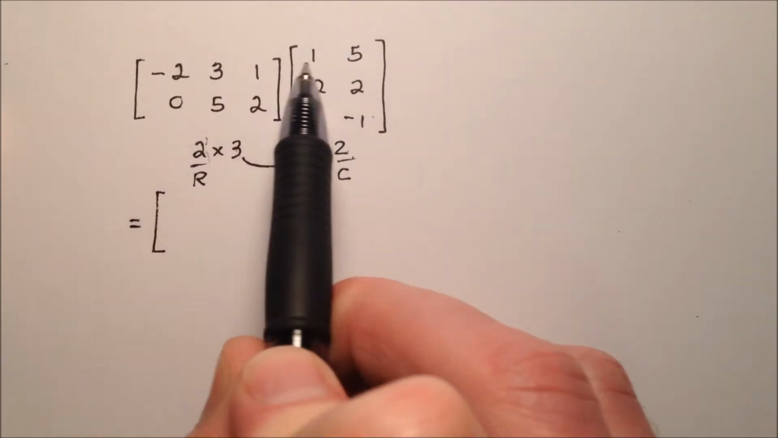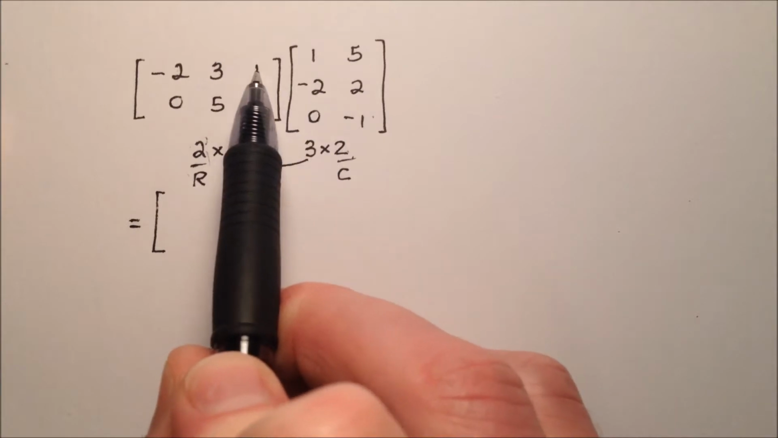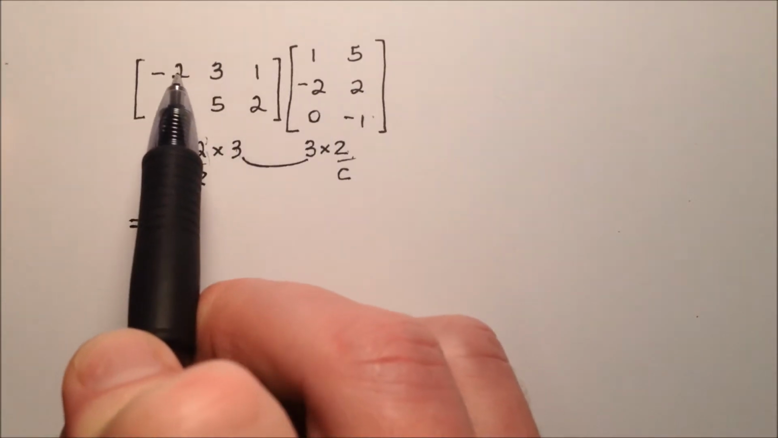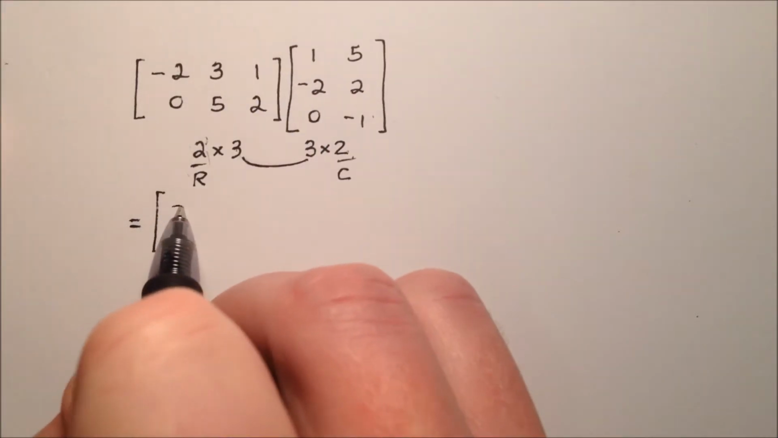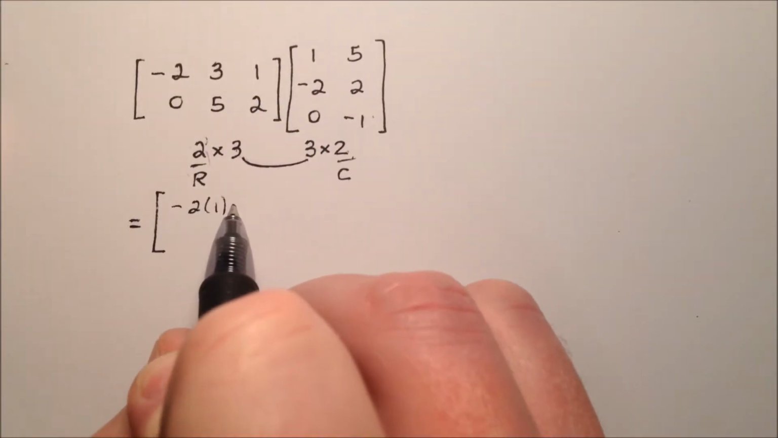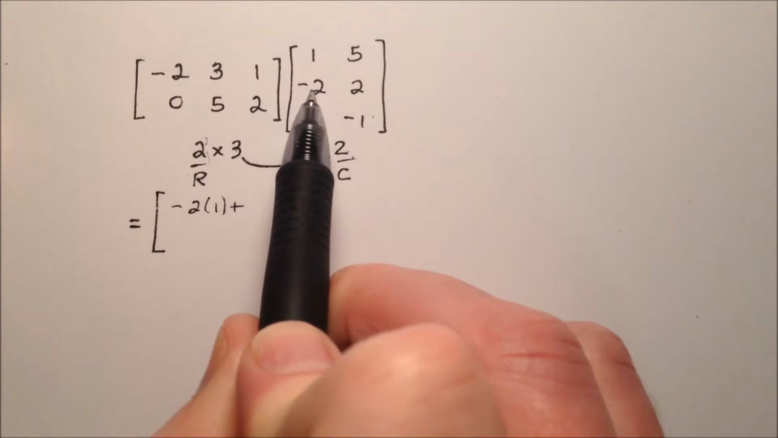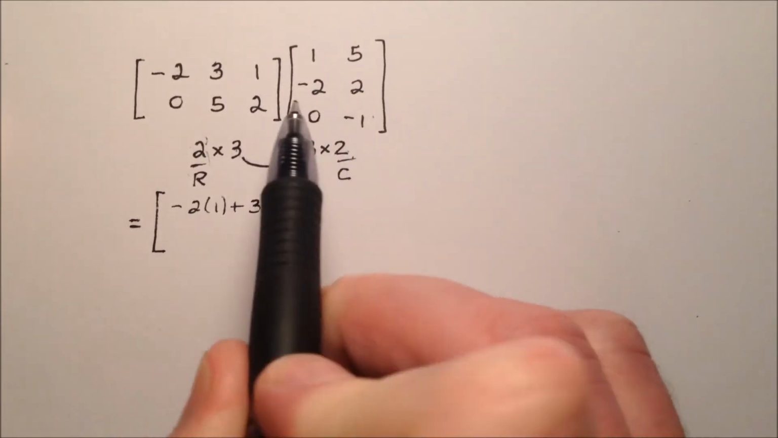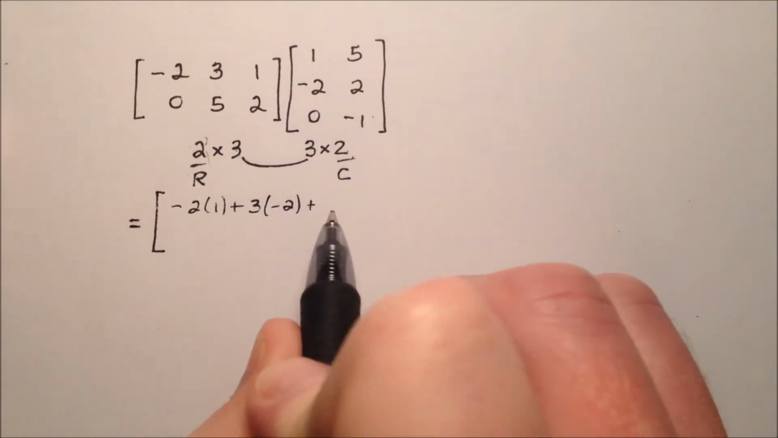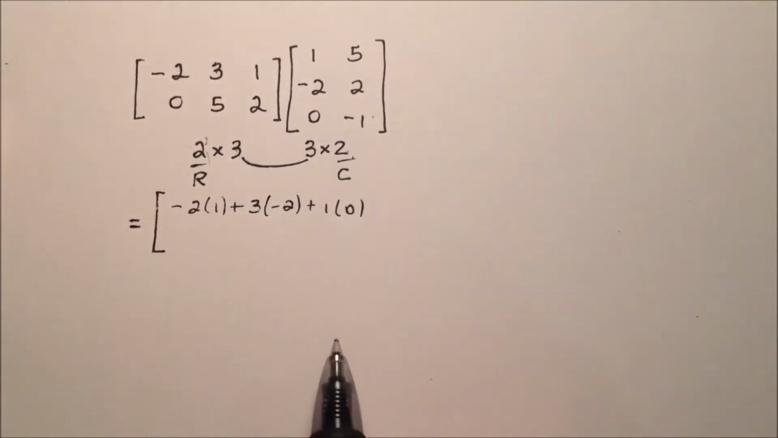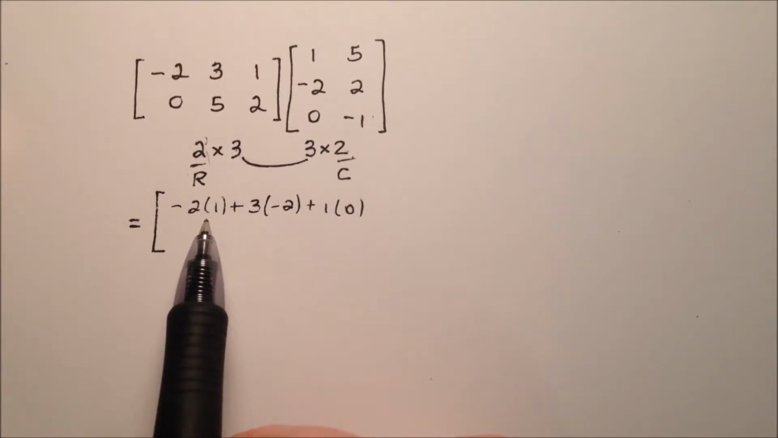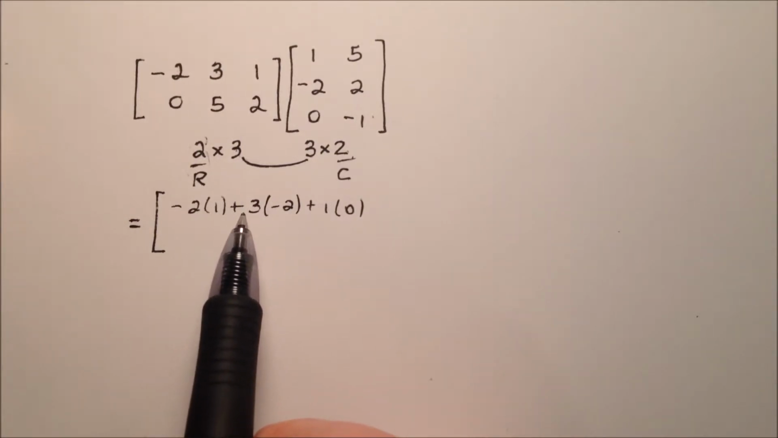So I'm going to take each term in order and multiply them together, and then I'm going to add those consecutive products. So negative 2 times 1, and we're going to add to that 3 times negative 2, and we're going to add to that 1 times 0. So when I simplify this, that's going to be the entry at row 1, column 1.